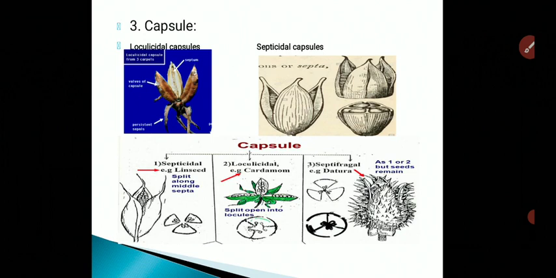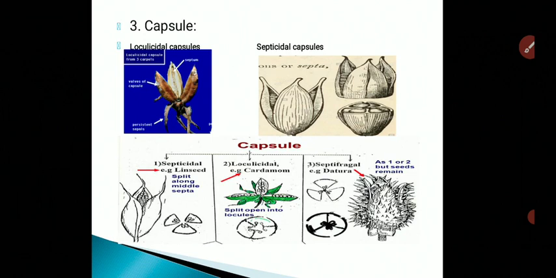Now, the third type of capsule is septifragal, and in this type dehiscence occurs septicidally or loculicidally so as to leave the seeds exposed on the central axis and the valves fall off. For example, in the case of datura.